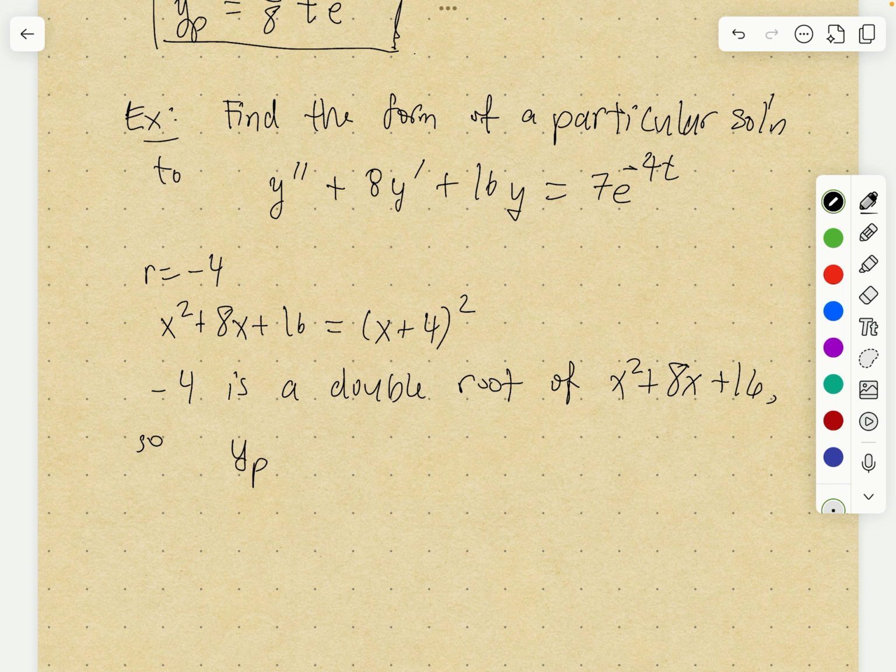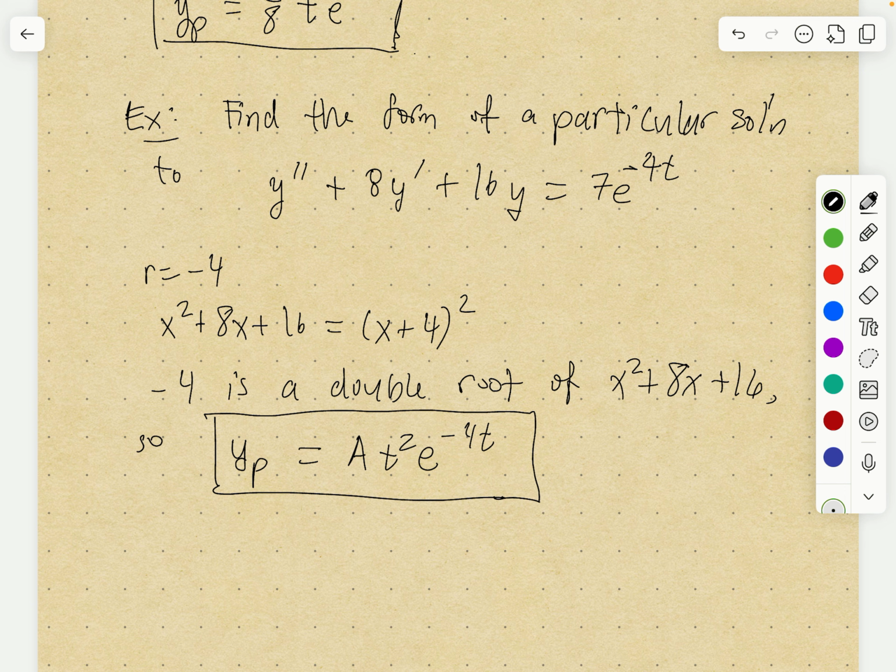So what's our yp going to be? It's a t squared e to the -4t. That's the form of a particular solution. Okay, and if you wanted to, well, it doesn't say to actually figure out what your a is, but if it asks you to find a particular solution or find one solution to this differential equation, then you would have to do what we did before: take the derivatives, plug it in, set the coefficients equal, and then solve for a.